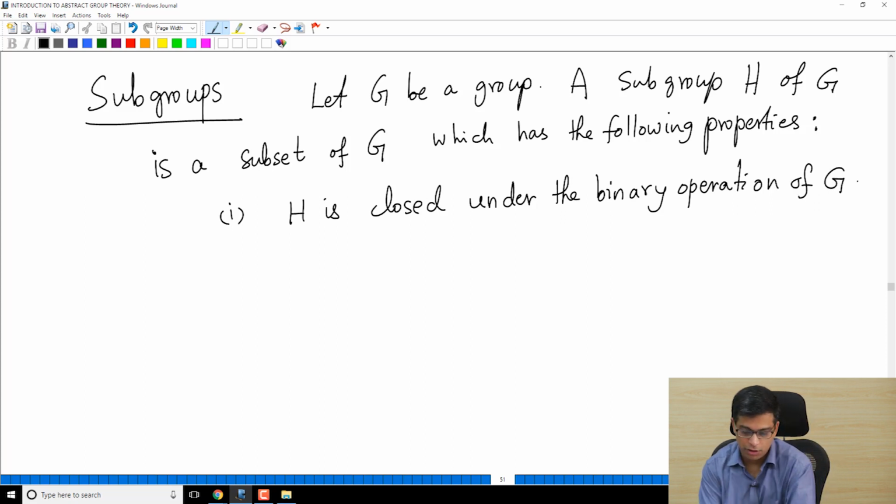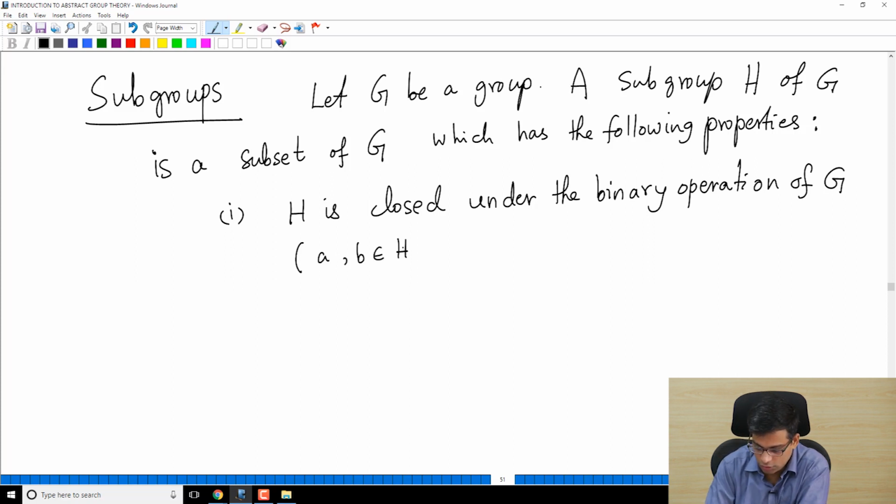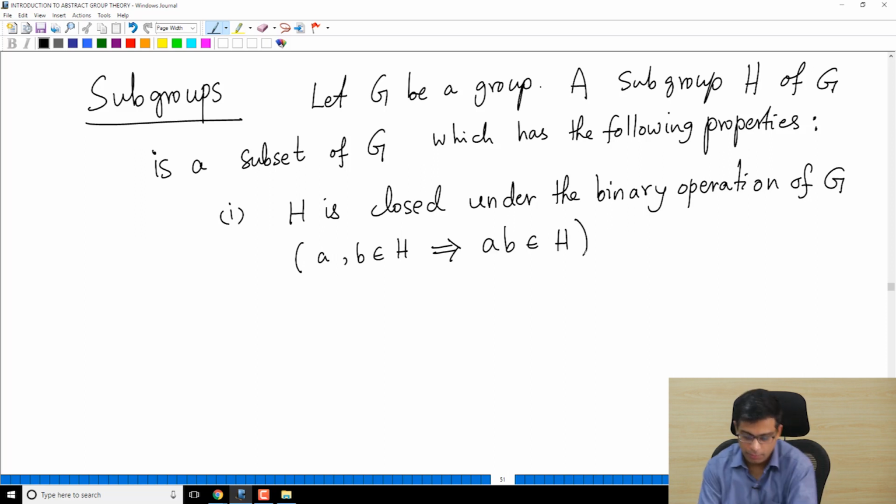So, this means remember that if A and B are in H, this implies A B is in H. Remember, this is really not always true, because if A and B are in H, they are in G. So, A B is in G, but here we want it to be in H again. So, it is a condition on H. So, it must be closed under the binary operation of G.